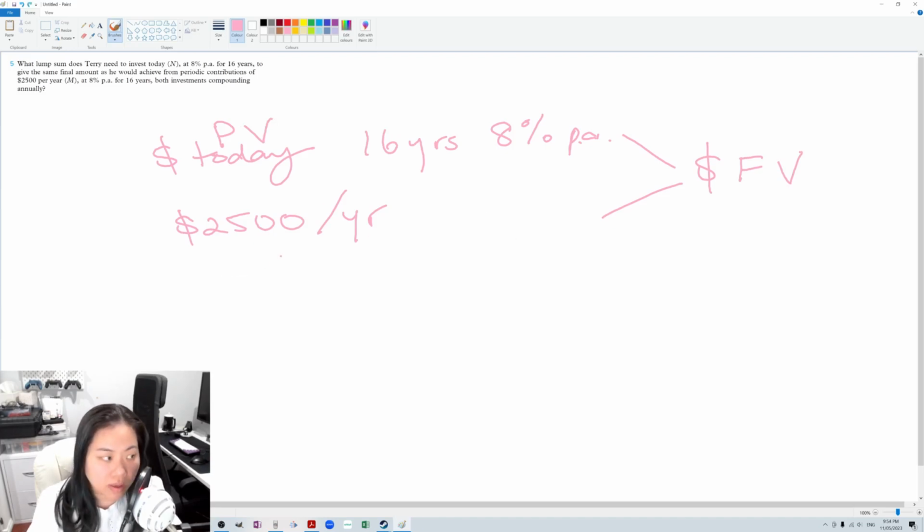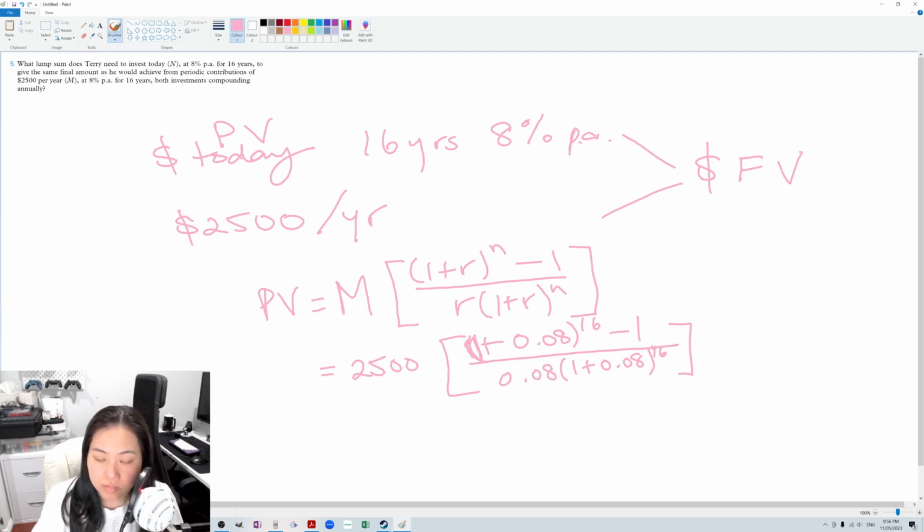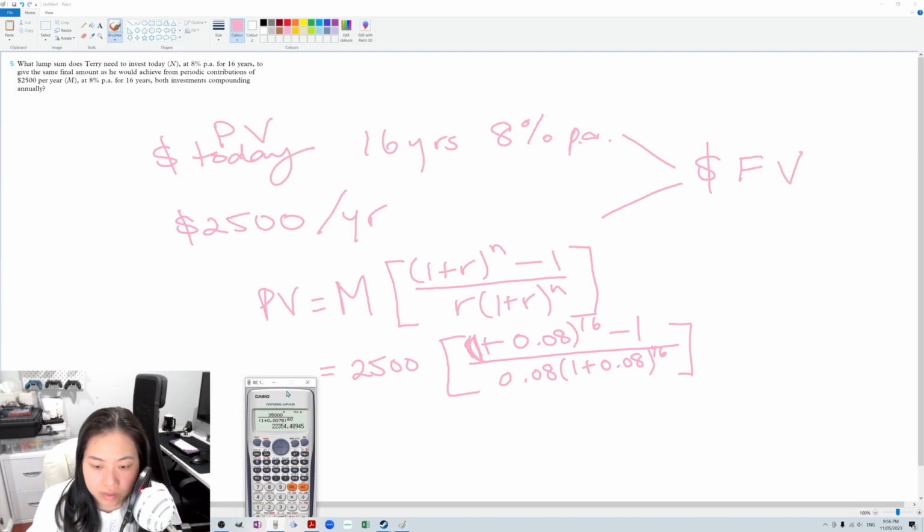Okay? This is where another formula comes in, and it is present value is equal to the payment amount, so there's $2,500 a year, which is the capital M, times (1 plus r to the n, minus 1) all over r times (1 plus r to the n). Following this, we could say that M is 2,500, 1 plus the rate, which is 0.08, to the power of n, which is 16, minus 1, all over 0.08 times (1 plus 0.08 to the power of 16). Okay, now we just have to very carefully put this into the calculator.